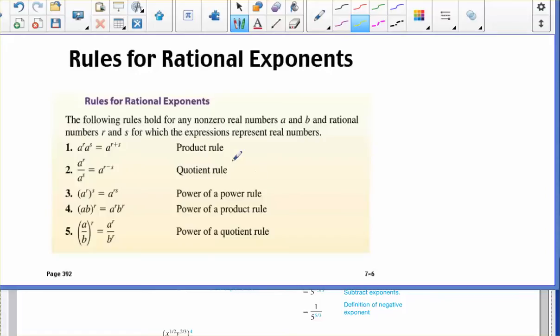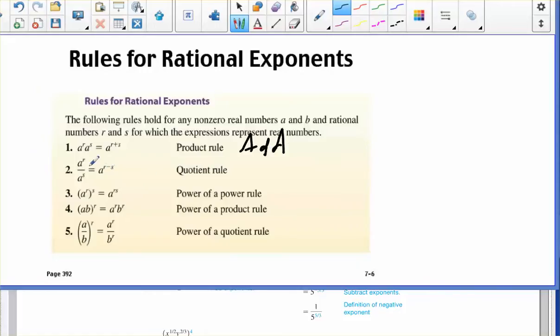One of the rules is called the product rule. In the product rule, if you have like bases, here you see an A and an A, and they're both raised to an exponent, you can simplify that by taking the A to the R plus S. So in simpler words, if you have like bases, you add the exponents. Add the exponents if the bases are like.